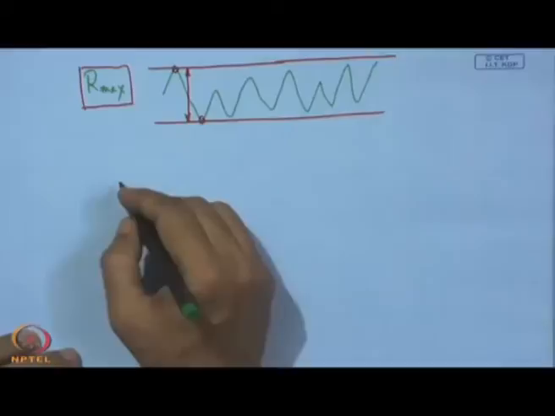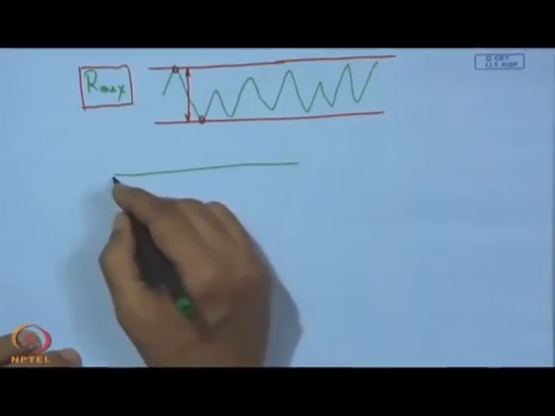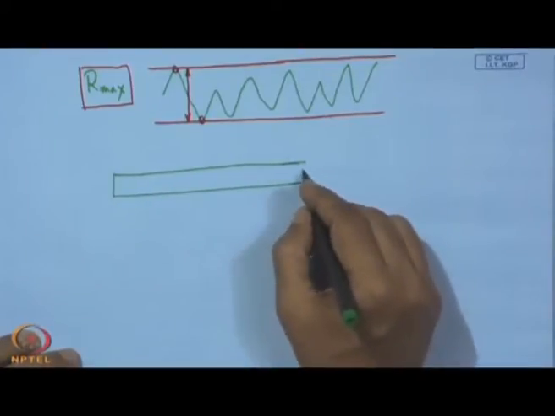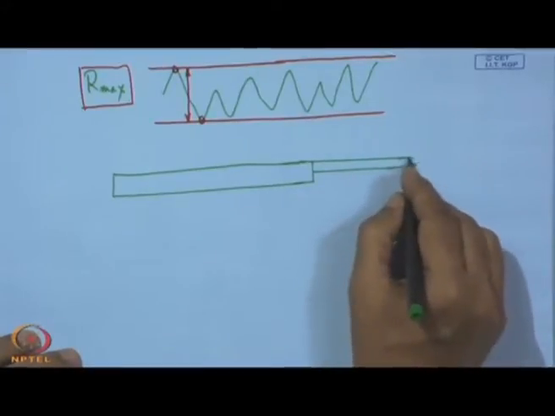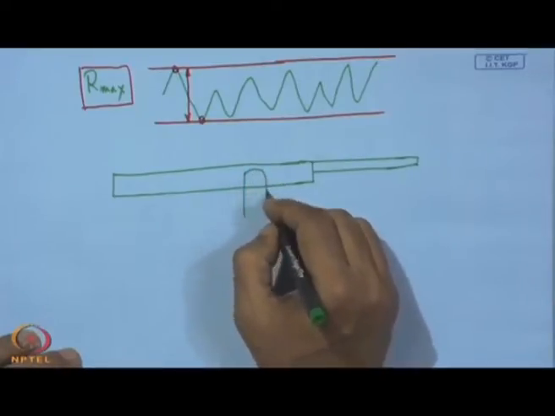Now, one such instrument, the basic principle we can show like this. This is basically one horizontal arm of that instrument, and this arm is actually pivoted at this point.